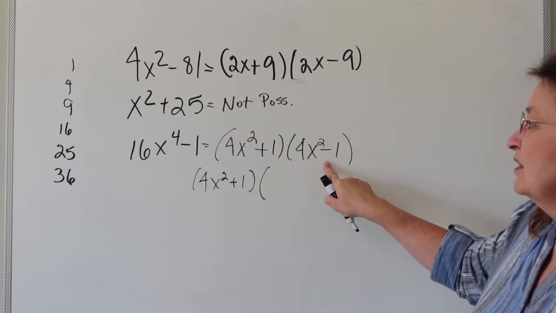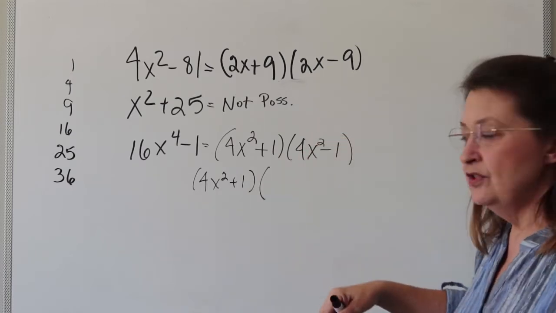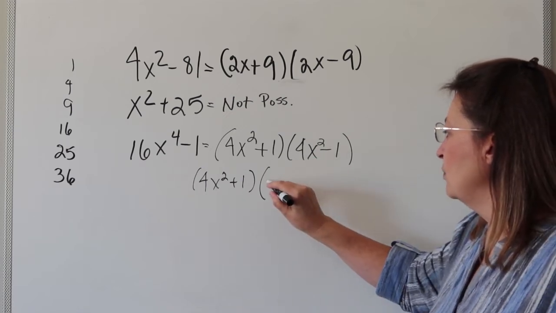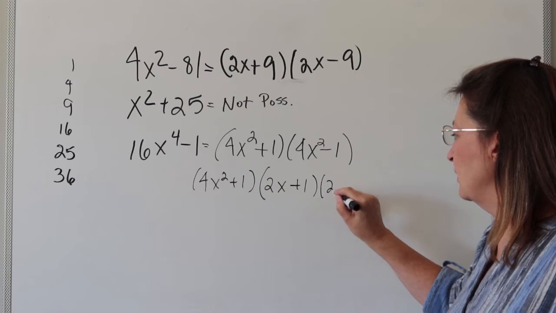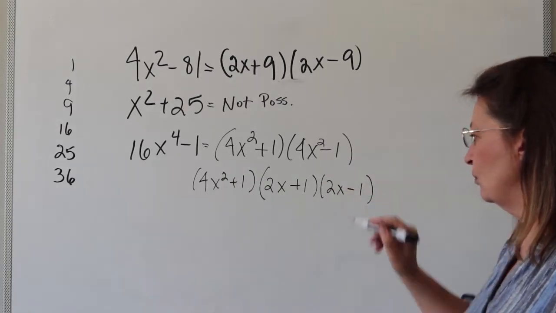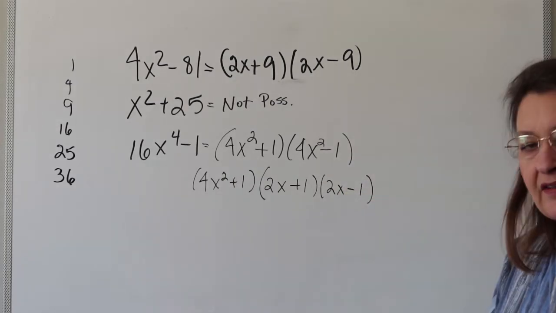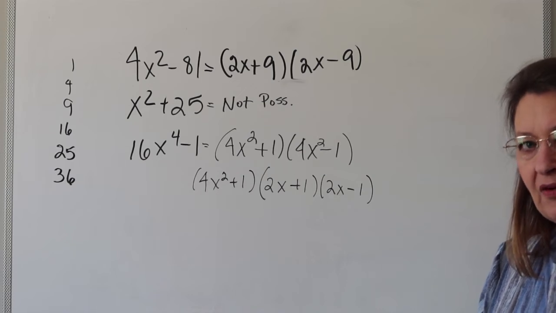Now I can factor this again using the difference of two squares. The square root of 4x squared is 2x, so 2x plus 1, 2x minus 1. Okay? And that's all we have to do. Now let's go on to the next one.